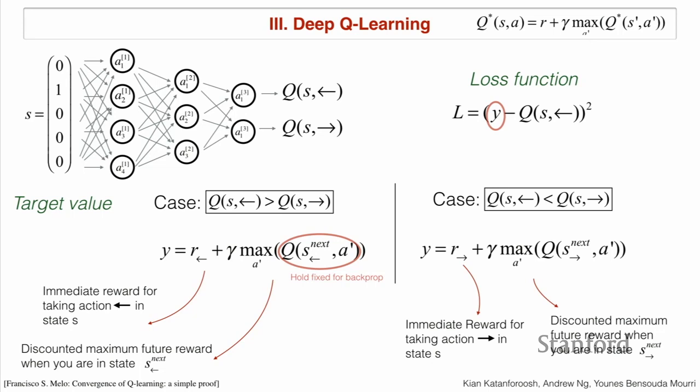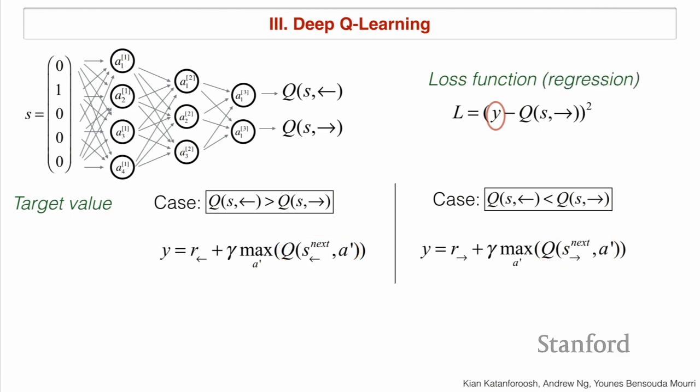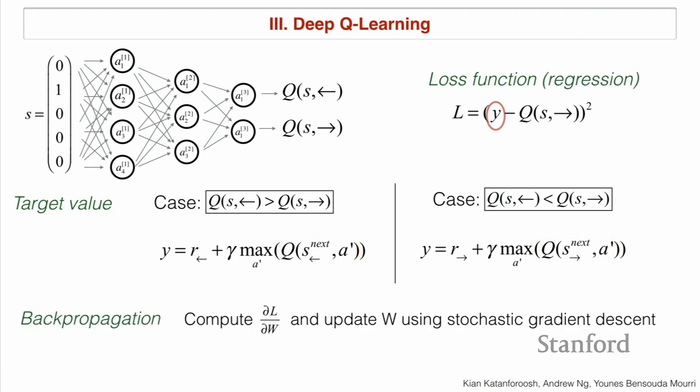So no derivative. If we do that, then no problem. Y is just a number. We come back to our original supervised learning setting. Y is a number, and we compute the loss, and we backpropagate. No difference. Okay? So compute dL over dW and update W using stochastic gradient descent methods: RMSprop, Adam, whatever you guys want.